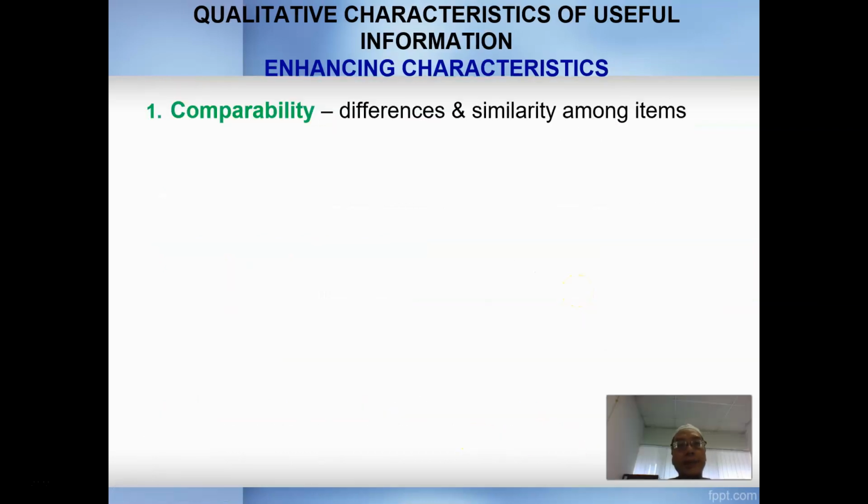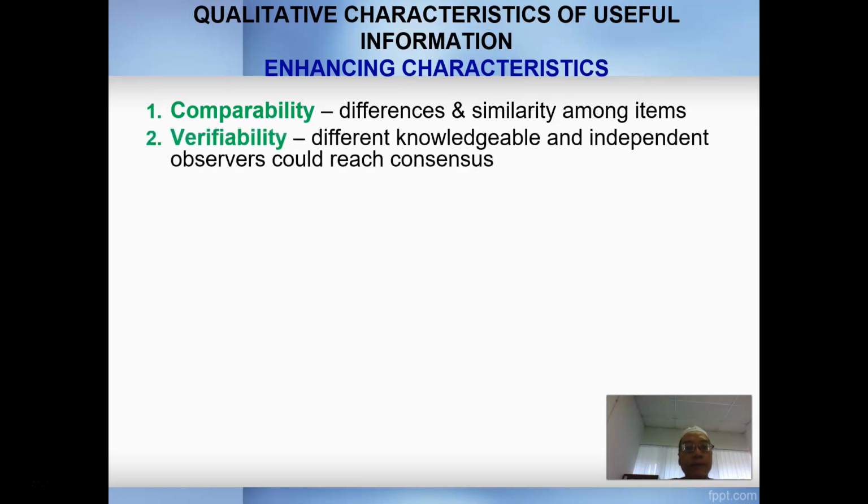Okay, the other qualitative characteristics are those that will be enhancing the value of the information. Firstly, is the comparability. What is meant by comparability? Comparable information is that when the differences and similarity among items can be shown through that information. Okay, when different items are represented, the users will be able to compare and contrast between those items. Okay, that is comparability.